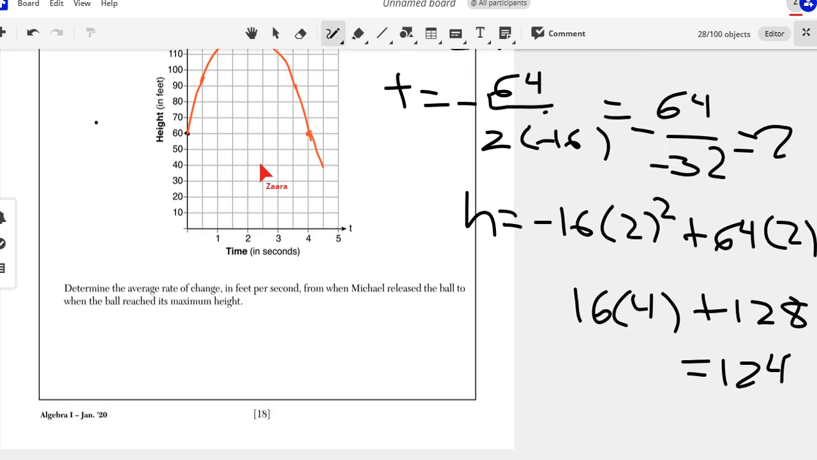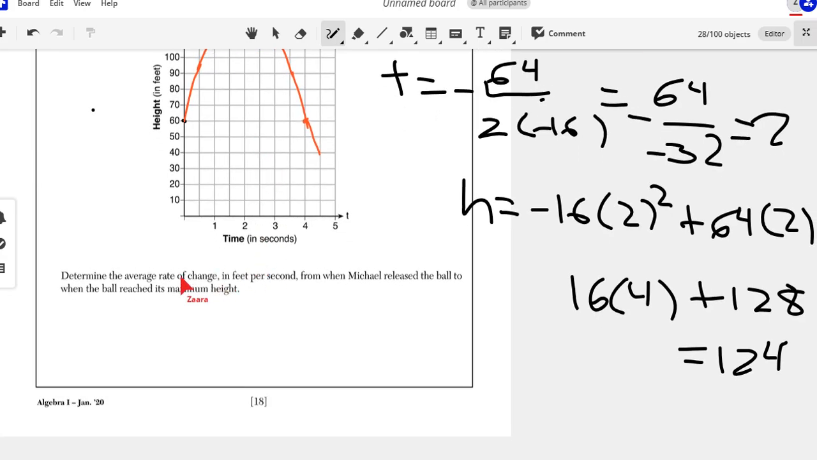Determine the average rate of change in feet per second from when the shell released the ball to when the ball reaches maximum height. So please find out the average rate of change.